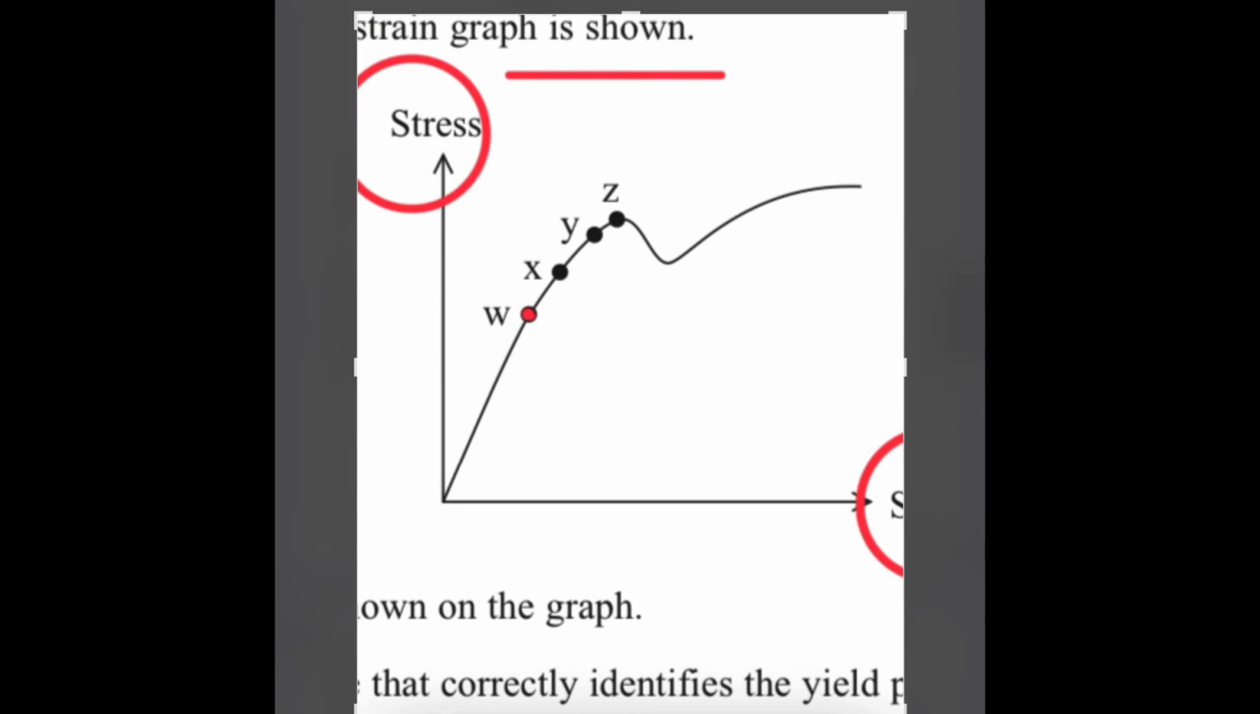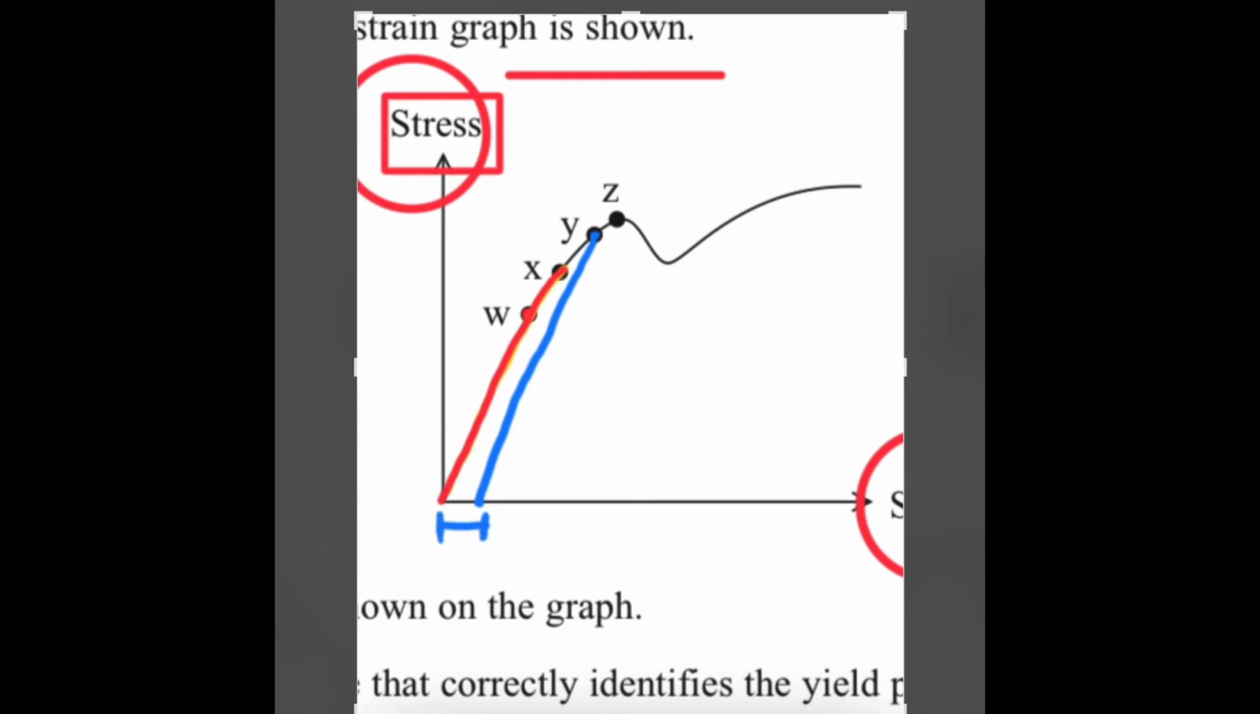So the elastic limit is basically the point after which if we remove the stress, it won't return to its original position. It will get permanently deformed. So till X, if we exert a force like this, and if we remove the force, it will go back to its original position. But if we go till, for example, Y, it would return like this. It would not return to its original length.